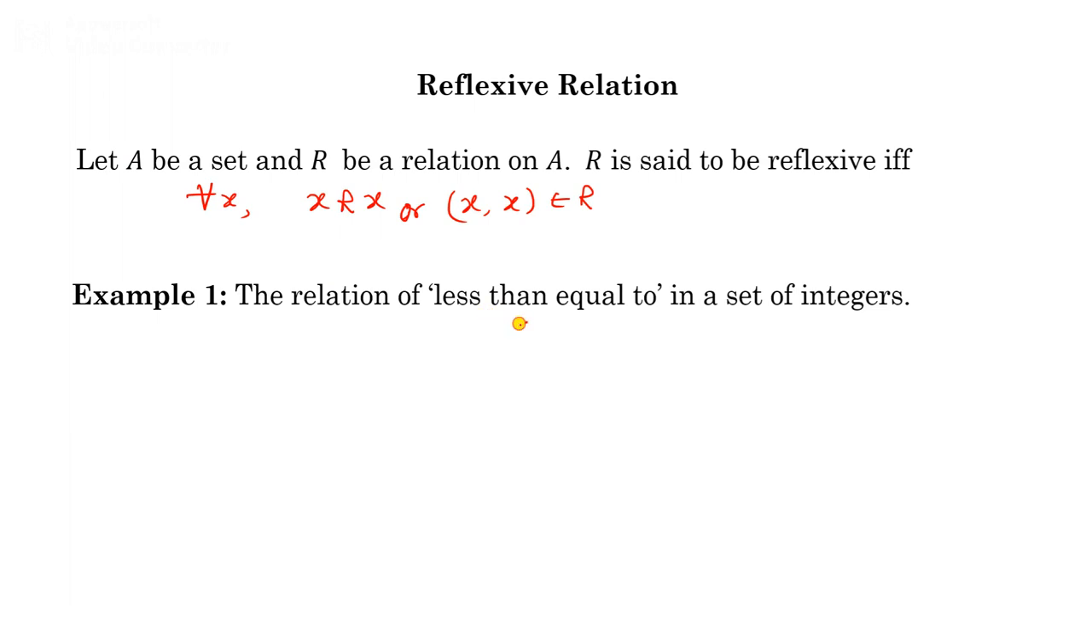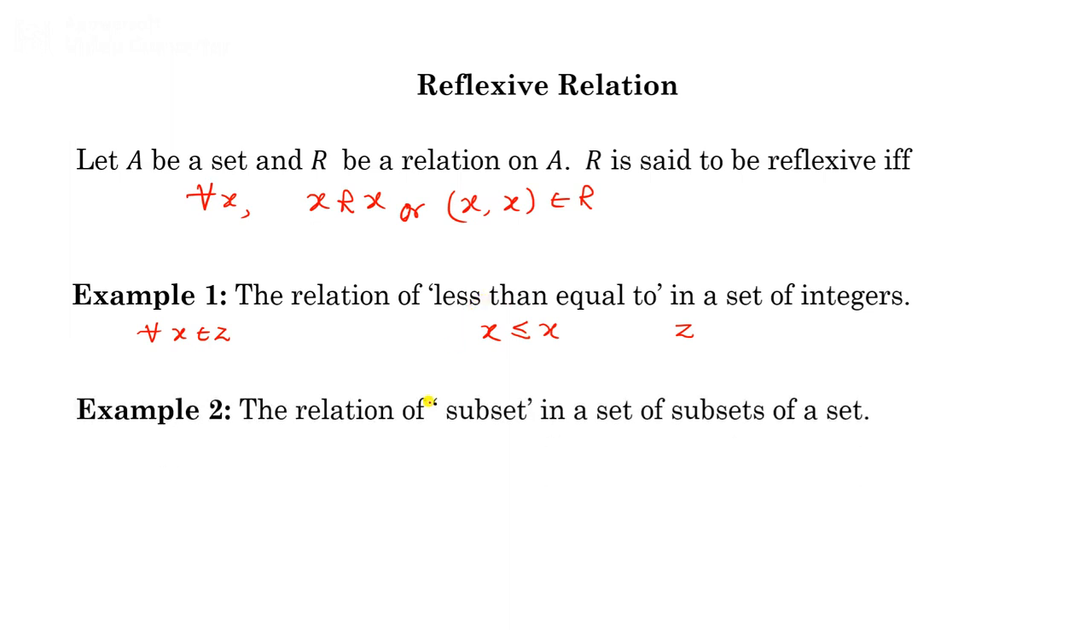The relation of less than or equal to in the set of integers Z is a reflexive relation because for all x belongs to Z, you can write x is related to x. For every integer we can write x is less than or equal to x. Therefore this relation is a reflexive relation.